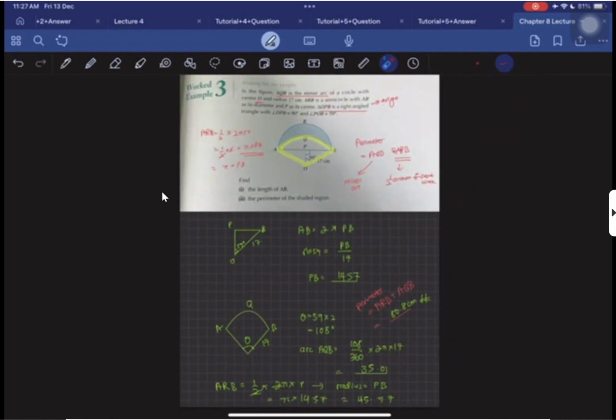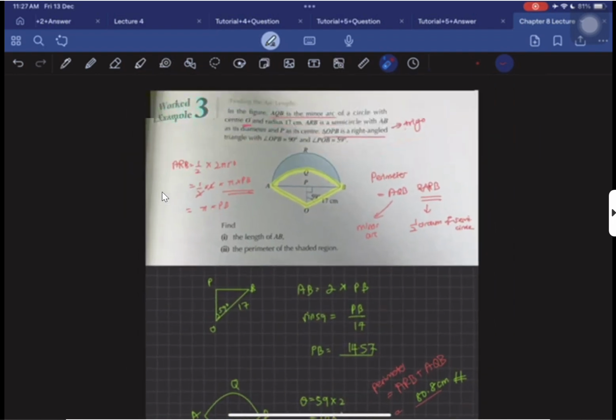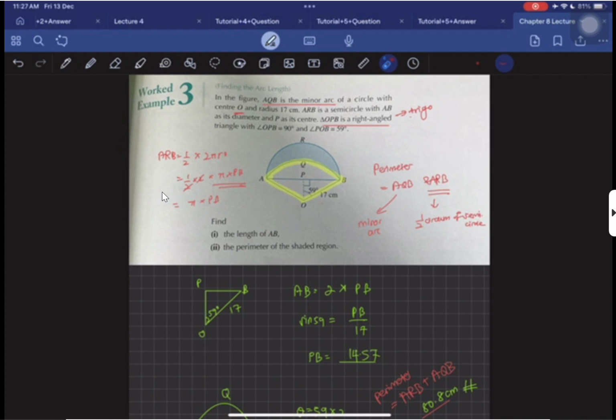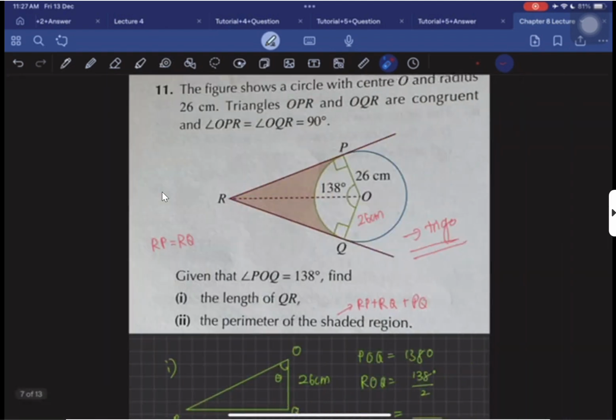Okay, so that marks this question, and please again do take a look at it again. Try it out yourself, then only you will know. You'll be able to internalize the concepts. Okay, so now let's try this question.